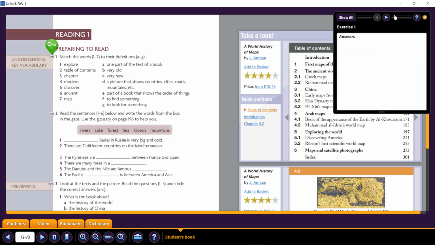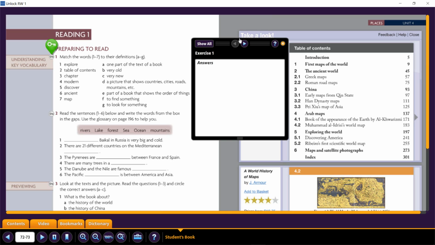Starting with number 1, ladies. Explore. What do we mean by explore? What do you think? To explore something, to explore anything. What do we mean by that? To look for something. To look for something.